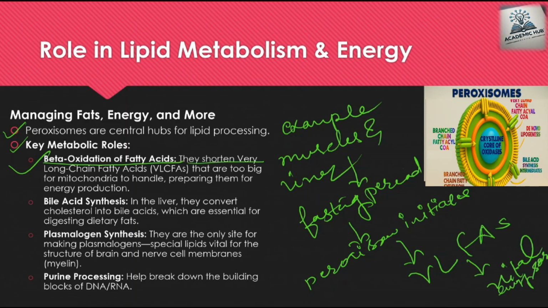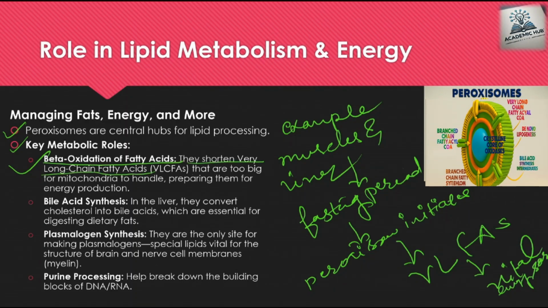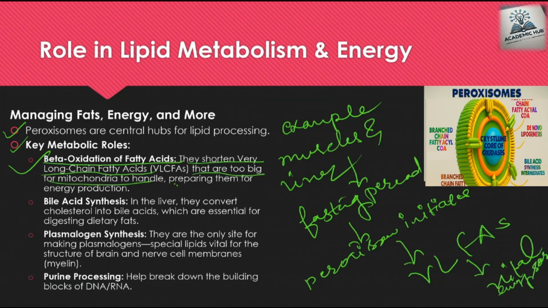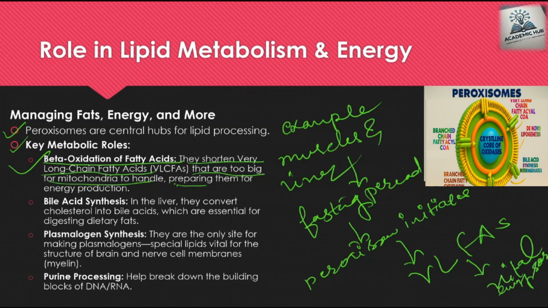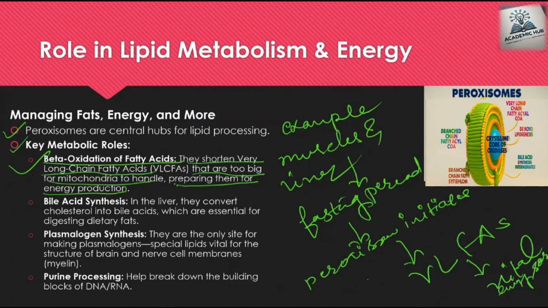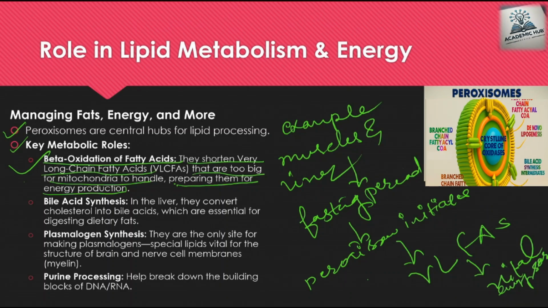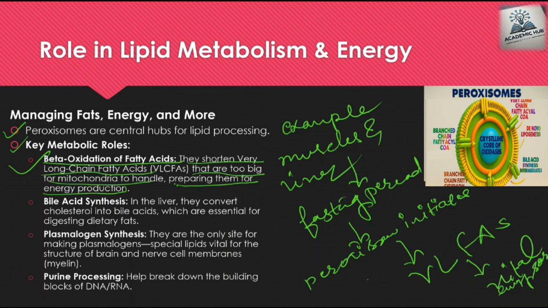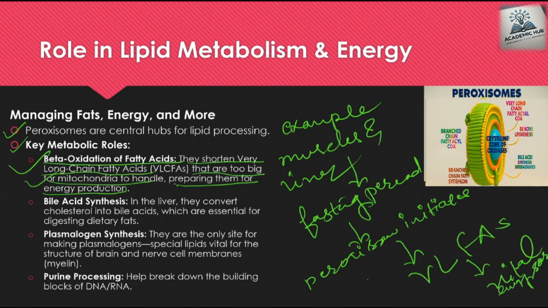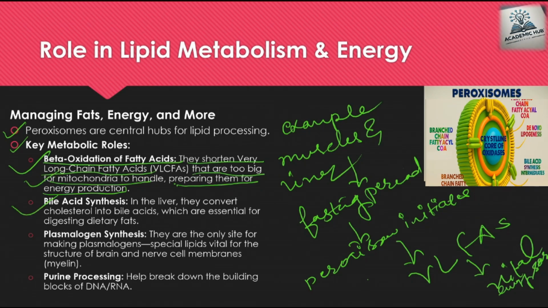They shorten very long chain fatty acids that are too big for mitochondria to handle directly, and peroxisomes prepare them for energy production. In this manner, they are broken down into smaller molecules and then transported to the mitochondria for further processing. Next is bile acid synthesis.